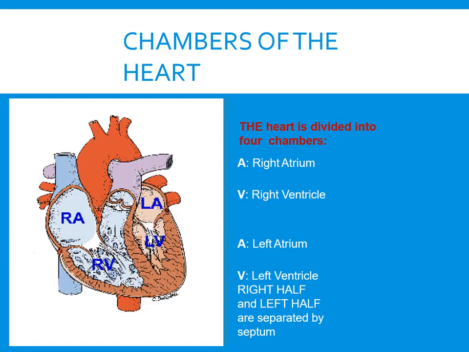The upper small-sized chambers are called auricle or atrium, and the lower large-sized chambers are called ventricle. So we can say the heart has four chambers. They are the right atrium, right ventricle, left atrium, and left ventricle. And both of the halves are separated by septum.